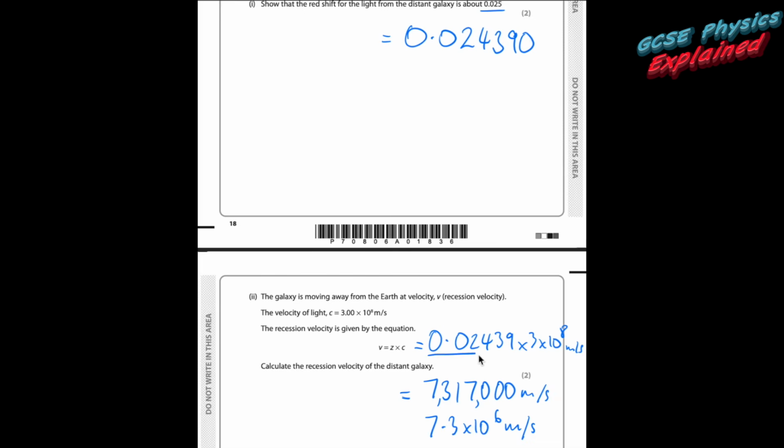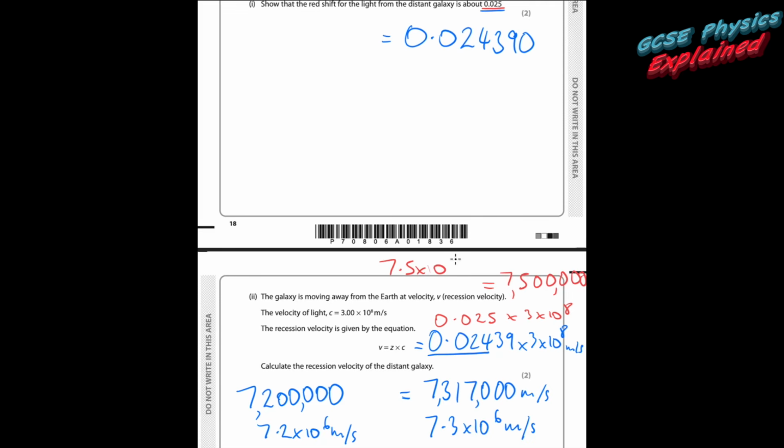If you'd used that value as just 0.024, then your answer would have come out as this, 7.2 times 10 to the 6. So either of those values are fine. Actually, if you'd used their value as 0.025, then that would have come out as 7500000. So 7.5 times 10 to the 6. So that would have also been accepted.